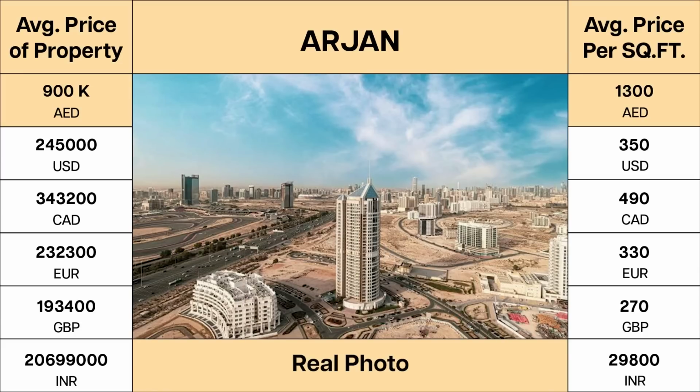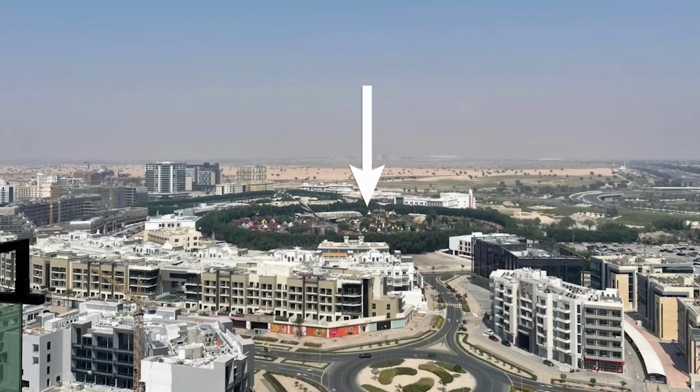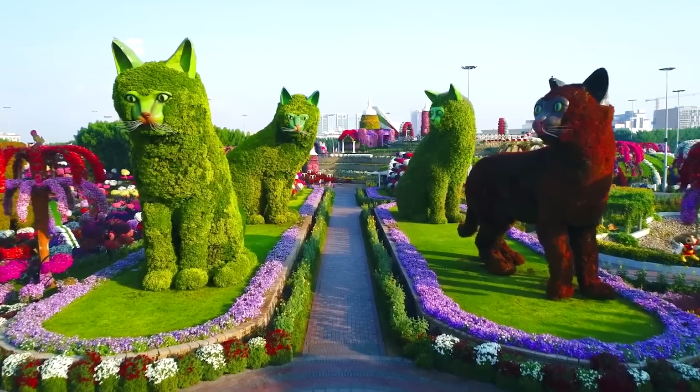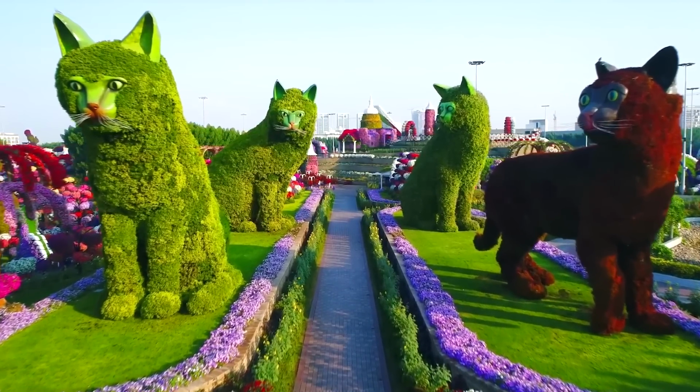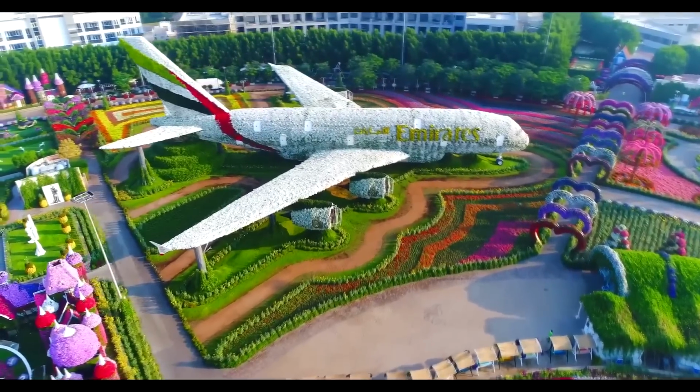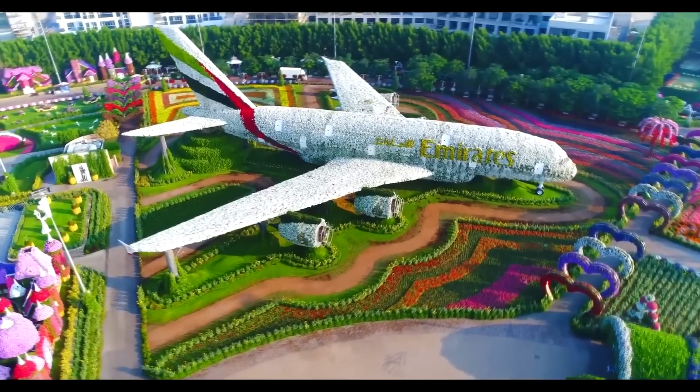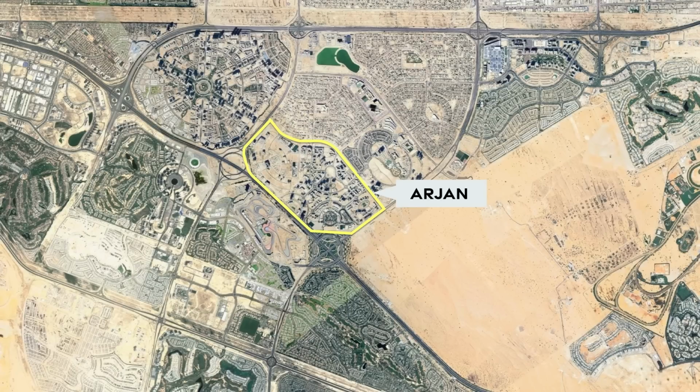A lot of private developers have launched their projects here, and it is also at an average price per square foot of 1300. This area also has one of the most visited tourist spots of Dubai, the Dubai Miracle Garden, the world's largest flower garden, home to 150 million flowers of different varieties. Also to note is that Arjan is in close proximity to 3 prominent schools rated outstanding.